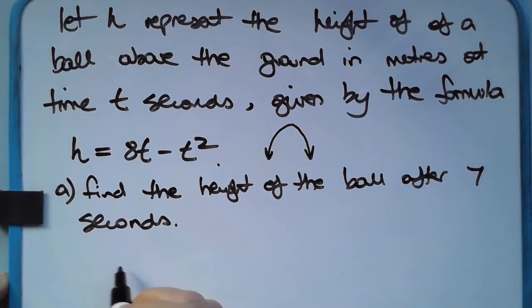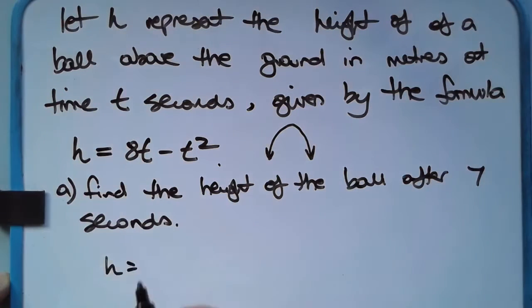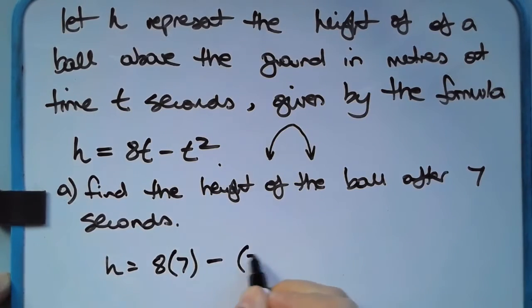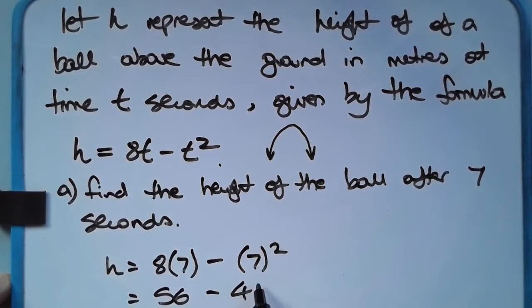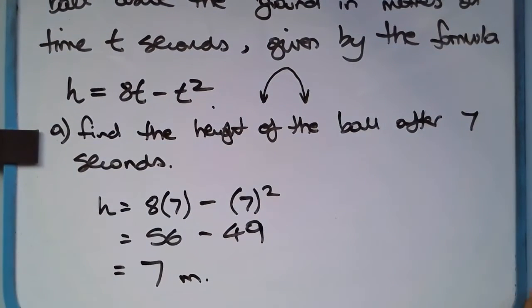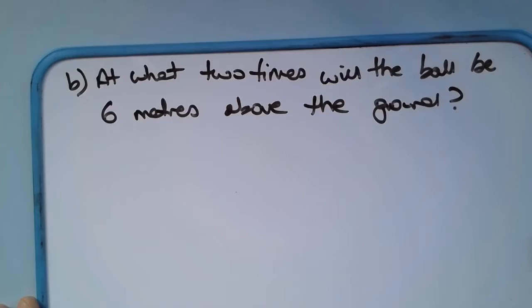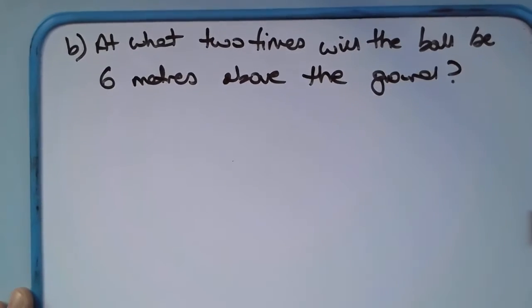Very straightforward. Just substitute 7 into the formula for t. So that's going to be 8 times 7 minus 7 squared, which is 56 minus 49, and that gives you 7 meters. So the ball will be 7 meters above the ground at the 7-second mark. Part B: at what 2 times will the ball be 6 meters above the ground?